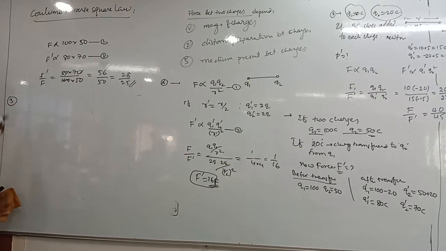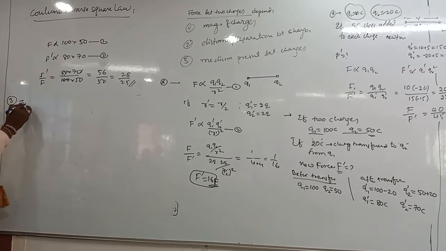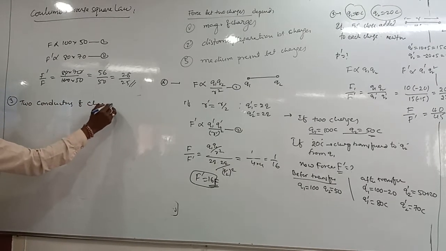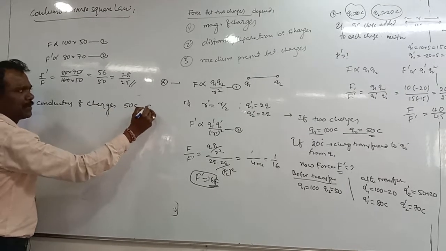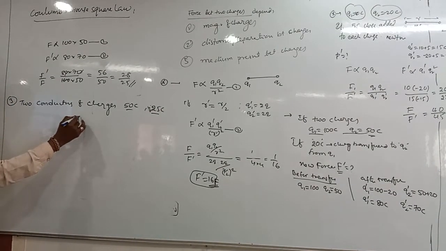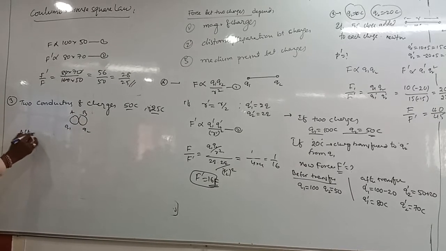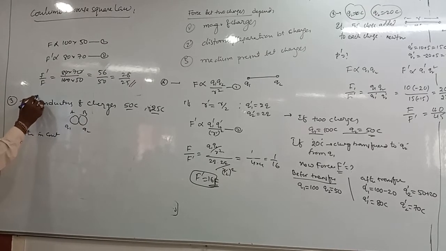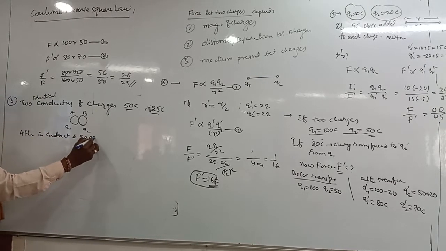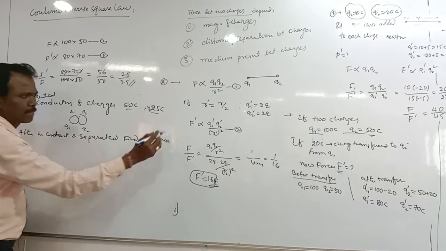Next, sharing of charges. If two identical conductors A and B of charges 50 and 25 coulombs are brought in contact and separated, find the new force.